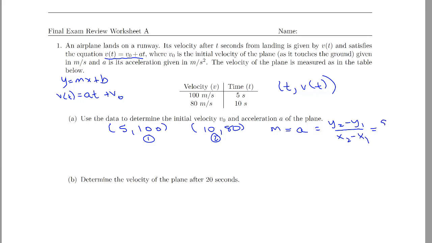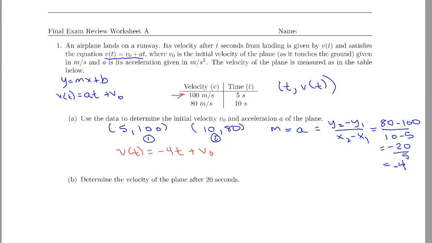So I have y2 is 80 minus 100 over 10 minus 5, which equals minus 20 over positive 5. And so I have a negative 4. Now I know my slope, which is a. So I can say v of t is equal to negative 4t plus v0. The only way I know now to find v0 is I need to plug in one of the points. It doesn't matter which one.